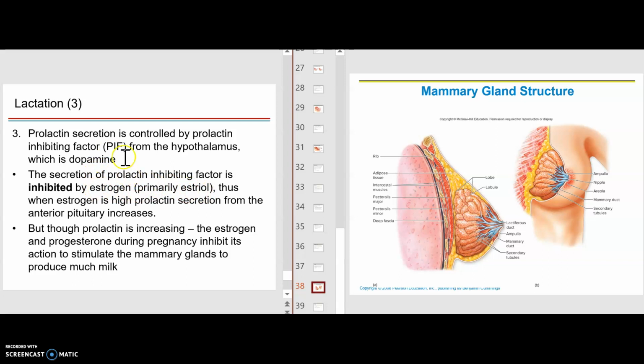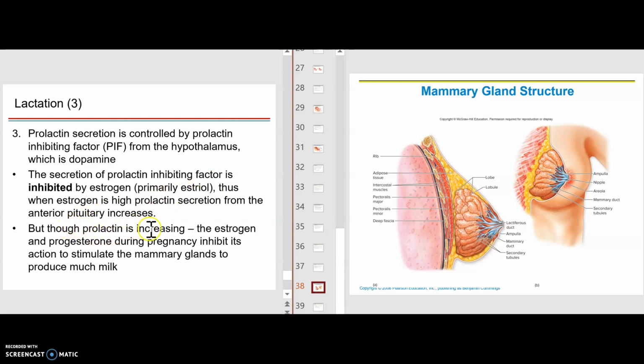PIF is inhibited. Now let's think about this. Prolactin inhibiting factor would decrease the production and secretion of prolactin. So if you had something that decreased this, then prolactin can increase. Thus, when estrogen is high, prolactin secretion from the anterior pituitary increases because it's inhibiting the inhibitor.